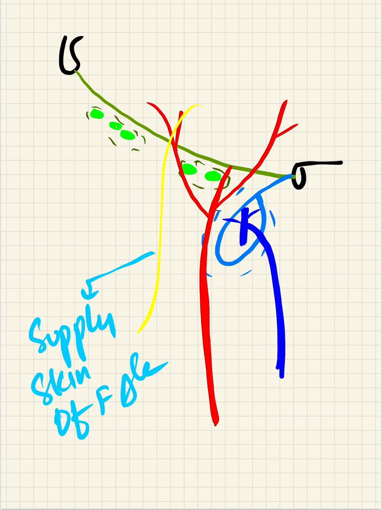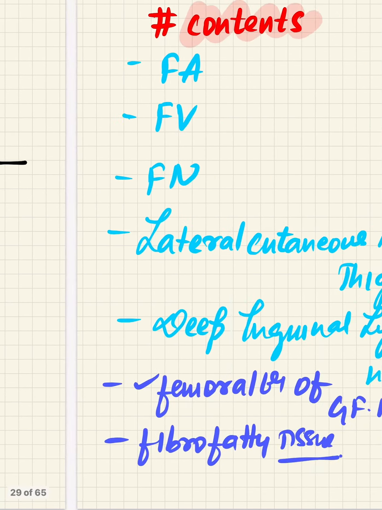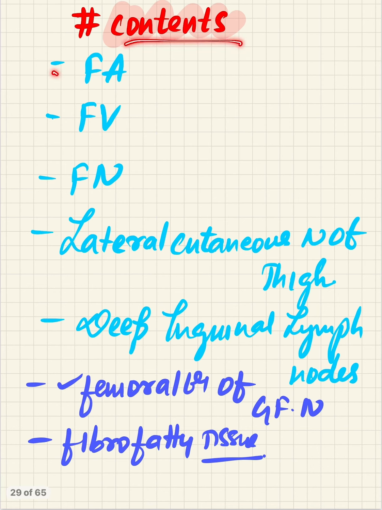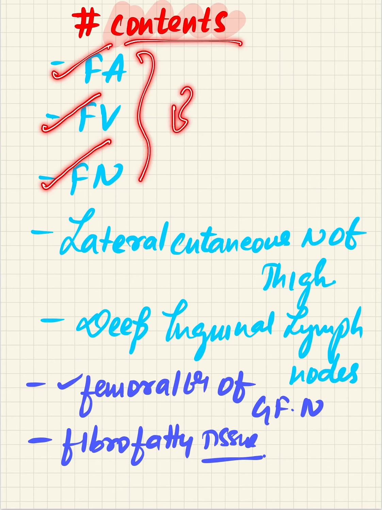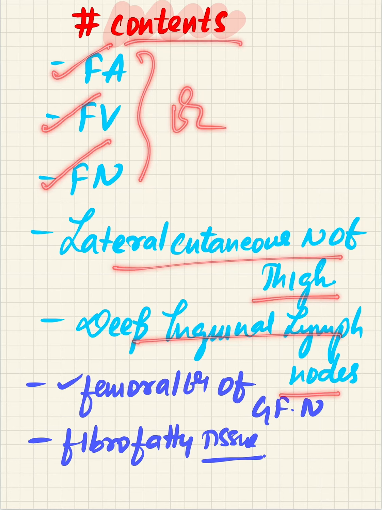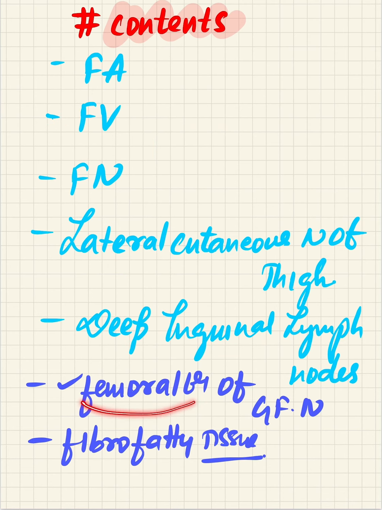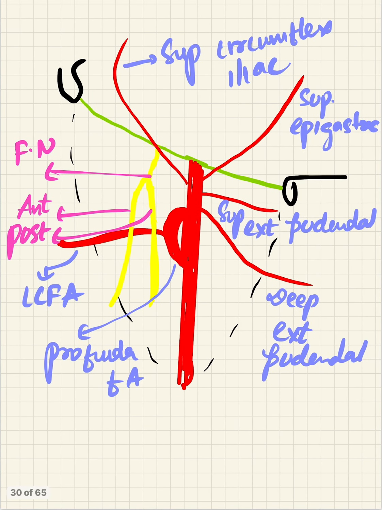Now coming to the contents of the femoral triangle, namely the femoral artery, femoral vein, femoral nerve and its branches, the lateral cutaneous nerve of thigh, deep inguinal lymph nodes, and also the femoral branch of the genitofemoral nerve and fibrofatty tissue.